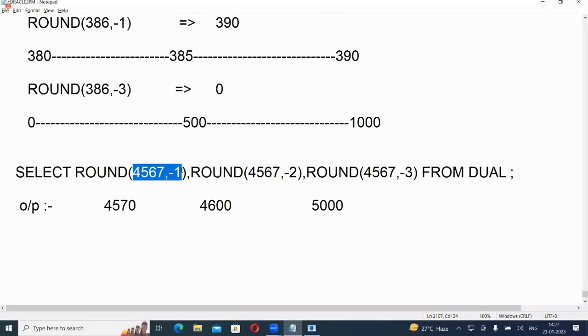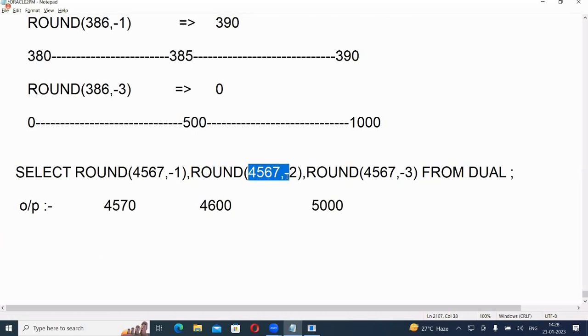Minus 1 means tens. This number is between 4,560 and 4,570. Consider only tens. This number is between this range. What is the average? So this number is above average. If it is above average, it is rounded to the highest, 4570. And this is minus 2.